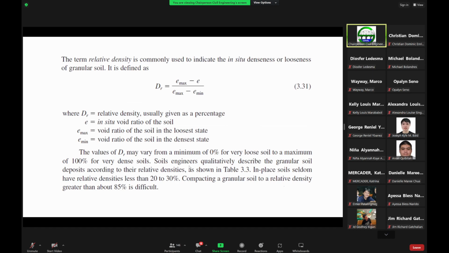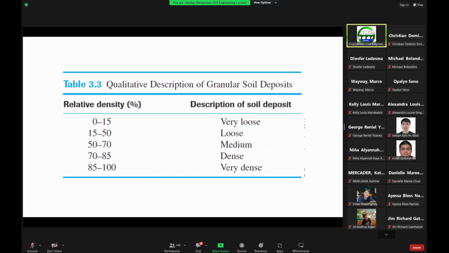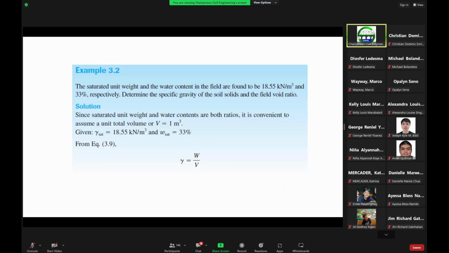In-place soils, or in situ soils, seldom have relative densities less than 20 to 30%, while compacting a granular soil to a relative density greater than about 85% is already quite difficult to achieve in the field, depending on the compaction equipment. Because 85% is already a very dense condition. In the field, when you do compaction, if you can already have a dense condition, then that's at least good enough as far as construction is concerned, for example when you do earthworks, especially earthworks in roads.